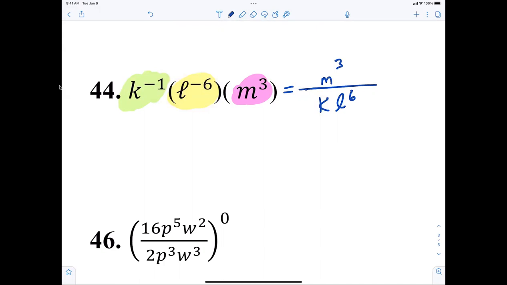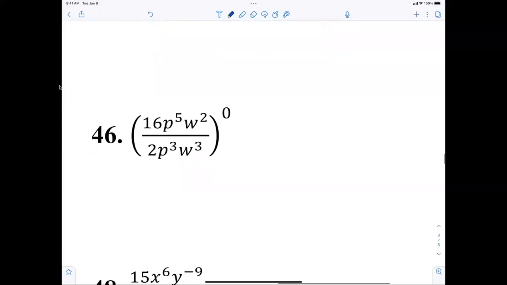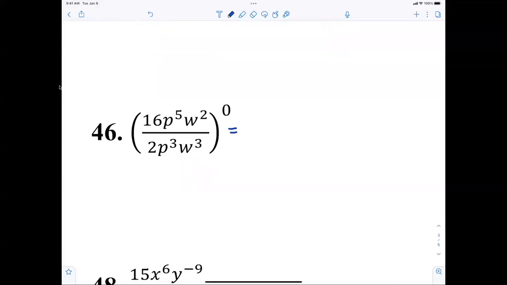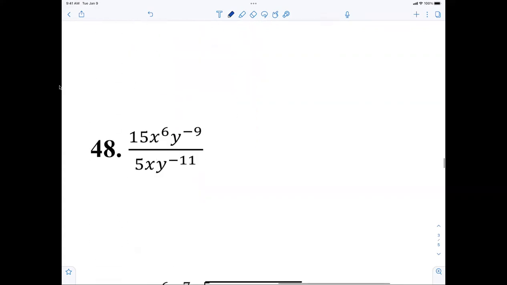All right, number 46, it's embarrassingly easy. Anything to the 0 power is 1. If you forget, you can use your calculator. So all of 46 is just one. 46 is just one.